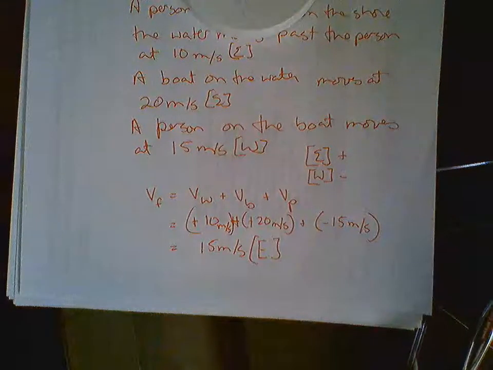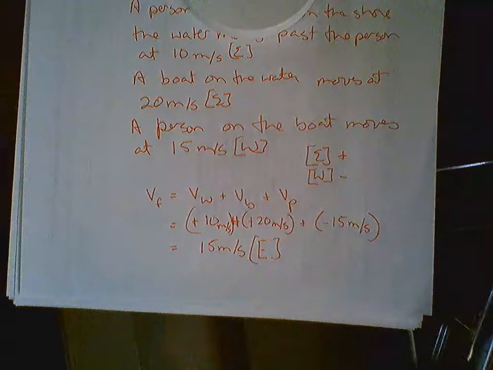Relative to a person on the boat, the person moving on the boat looks like they're moving 15 meters a second to the west. So the whole point here is it all depends where you're sitting in physics to get your frame of reference.